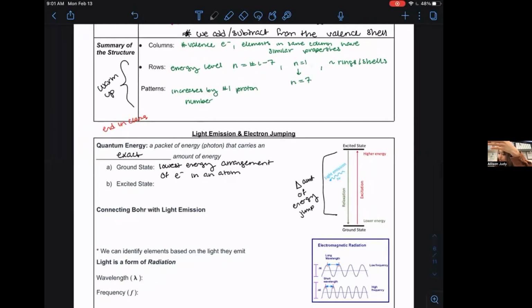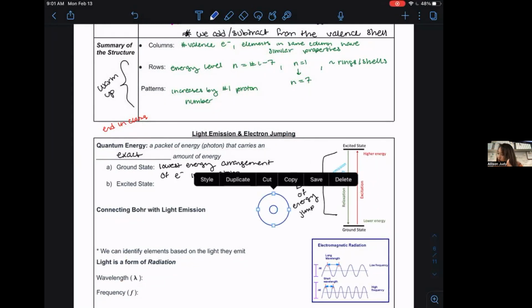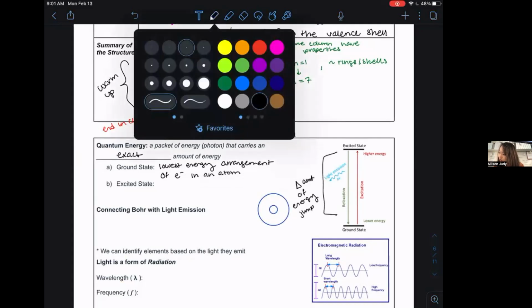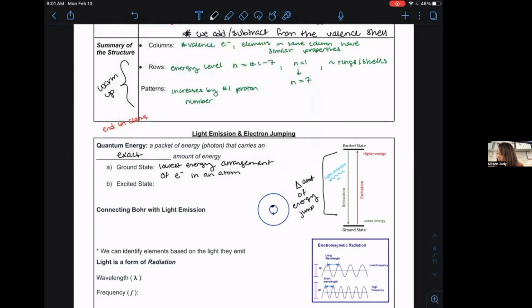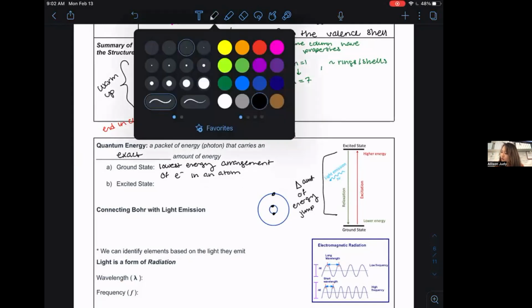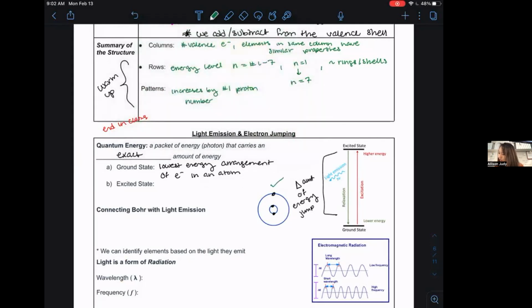So from an illustrative point of view, we know that we fill electrons starting here and then up to here. I'm going to put a check mark for the ground state. This is ground state, lowest energy arrangement. We start with n equals 1, energy level 1. We go into n equals 2, energy level 2.